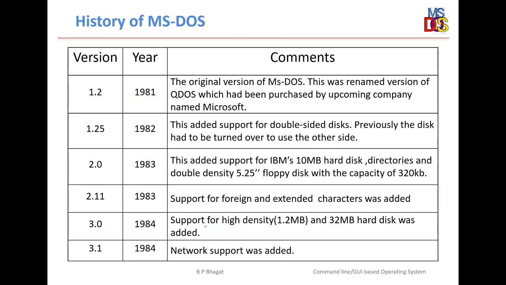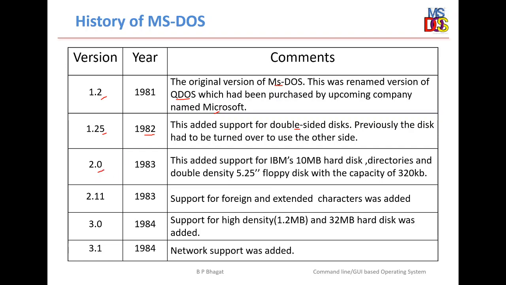Now, let us see in short the history of MS-DOS. The first version that came to market in 1981 was 1.2. Originally, before that, it was named QDOS, but after being purchased by Microsoft, the name became MS-DOS. In 1982, another version, 1.25, came to market, which supports double-sided disks. Before that, the disk had to be turned over to use the other side.